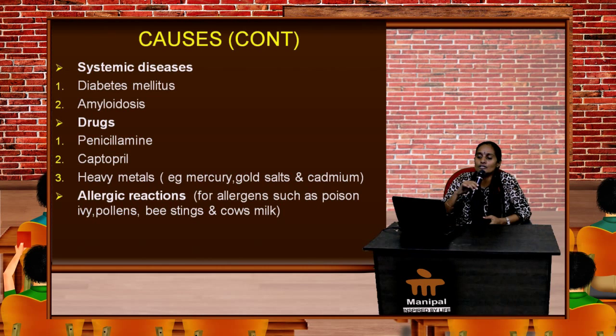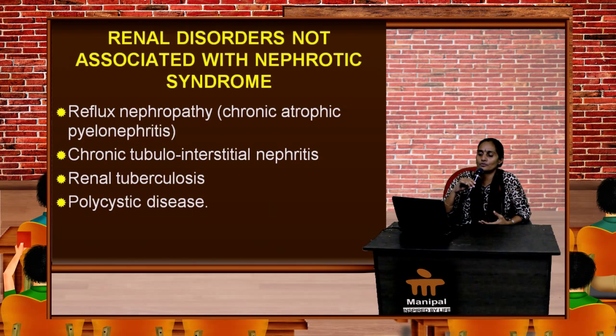Now we come to the renal disorders not associated with nephrotic syndrome. These are important to know because their clinical manifestation would come to you in the same spectrum where you call them differential diagnosis. These are reflux nephropathy, chronic tubulointerstitial nephritis, renal tuberculosis and polycystic disease.